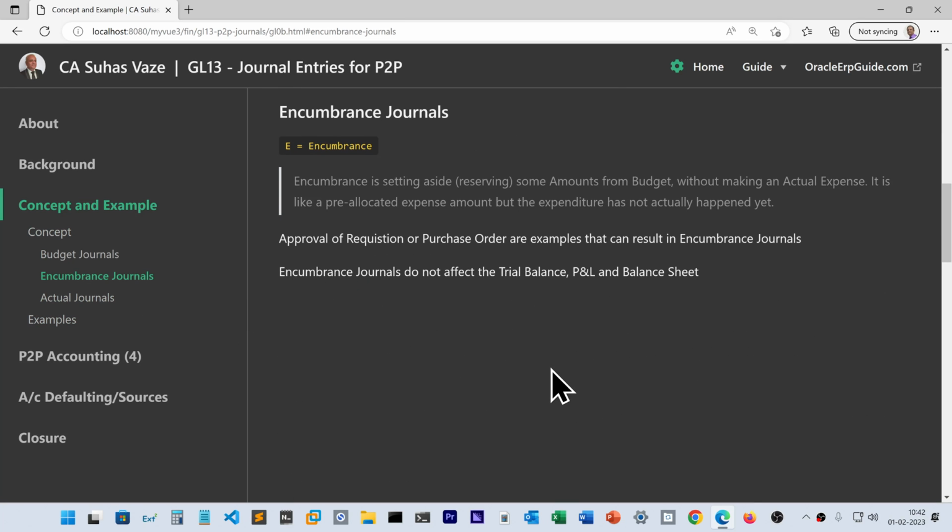The purpose of the encumbrance journal is to set aside some amounts from the budget without making an actual expense. So there can be situations where we have not made an actual expense, but we have committed for the expense. So it is like a pre-allocated expense amount, but the expenditure has not actually happened yet. For example, approval of requisition. This is a stage where we commit some expense, but at this stage we are not incurring the expense. Similar to budget journals, even the encumbrance journals do not affect the trial balance, profit and loss account, and balance sheet.